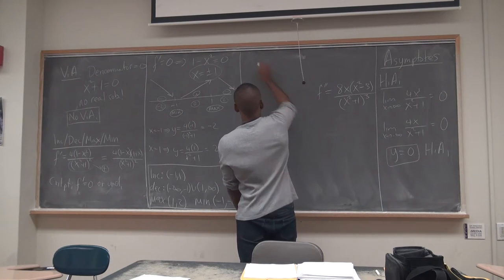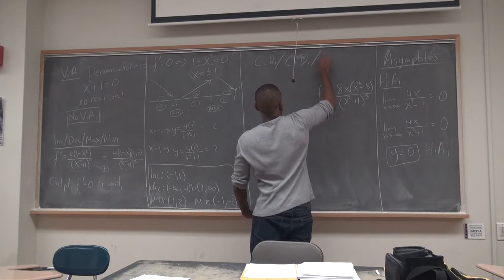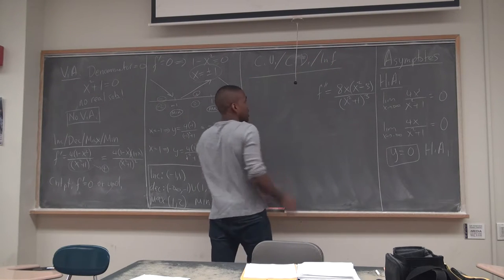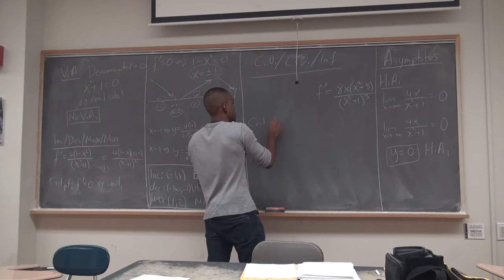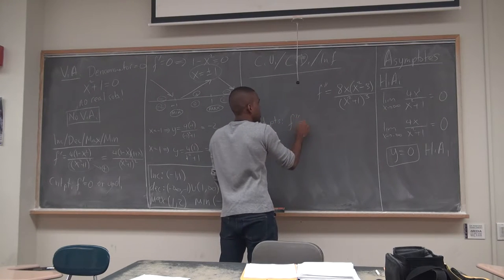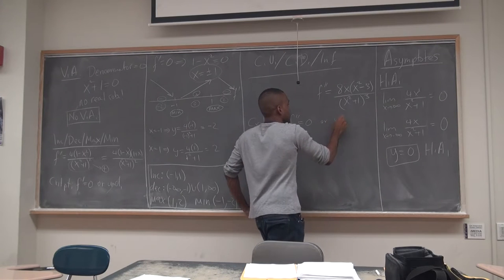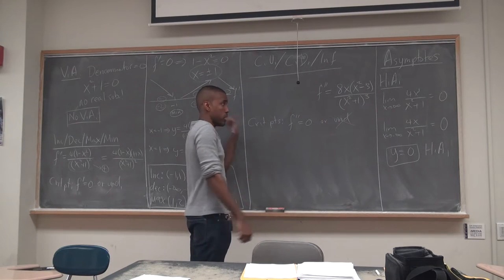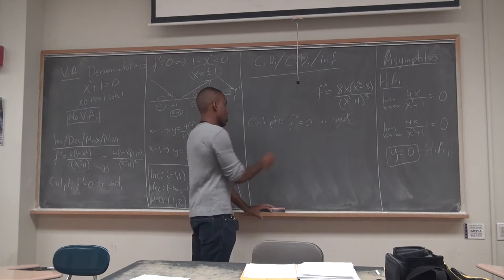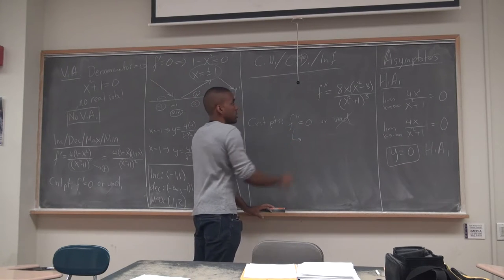Next thing we want to figure out is where I'm concave up, concave down, or inflect. Where I'm having inflection points, and we use the second derivative. So first I'm going to find the critical points. Second derivative is 0 or undefined. It's never undefined, the denominator is never going to be 0. That we figured out from earlier. So worry about where it's 0.